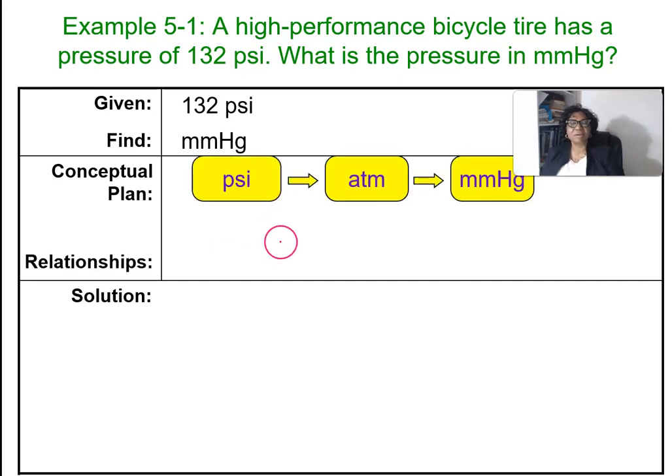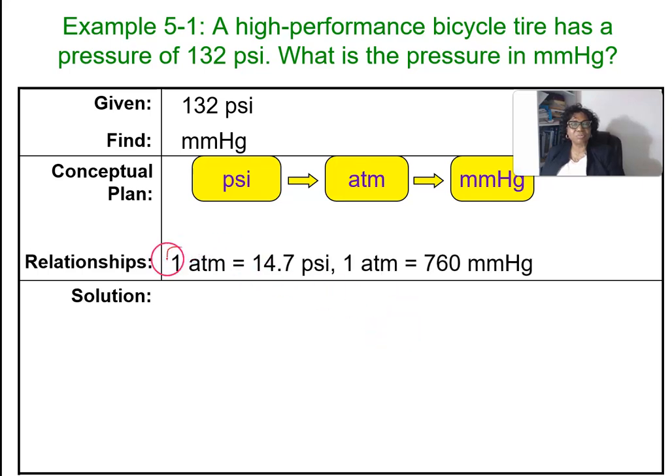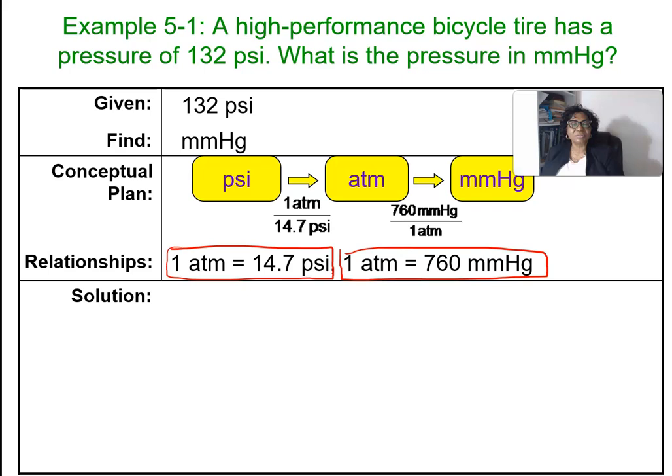So that's it. Pounds per square inch to atmosphere to millimeters mercury. We need conversion factors. So we'll have the conversion factors from pounds per square inch to atmosphere, then from atmosphere to millimeters mercury. So conversion factors, very important. Make sure you learn how to write them. This is to convert to atmosphere, and this is to convert atmosphere to millimeters mercury.